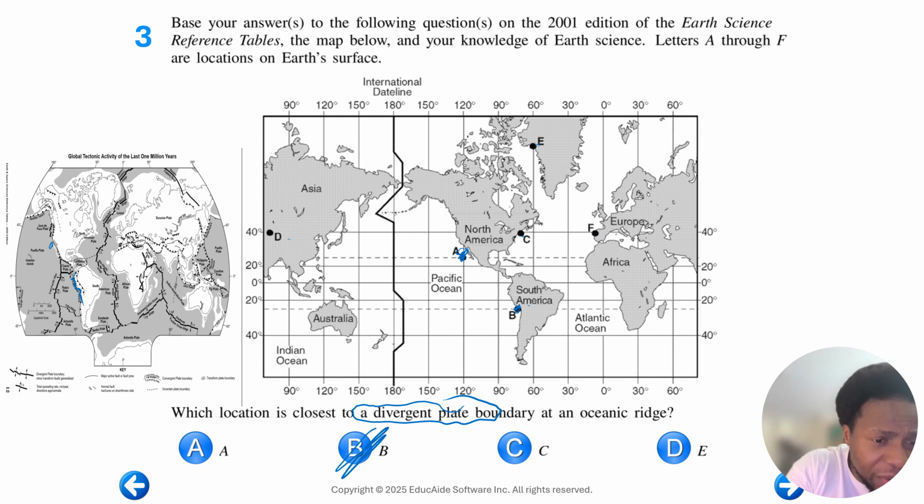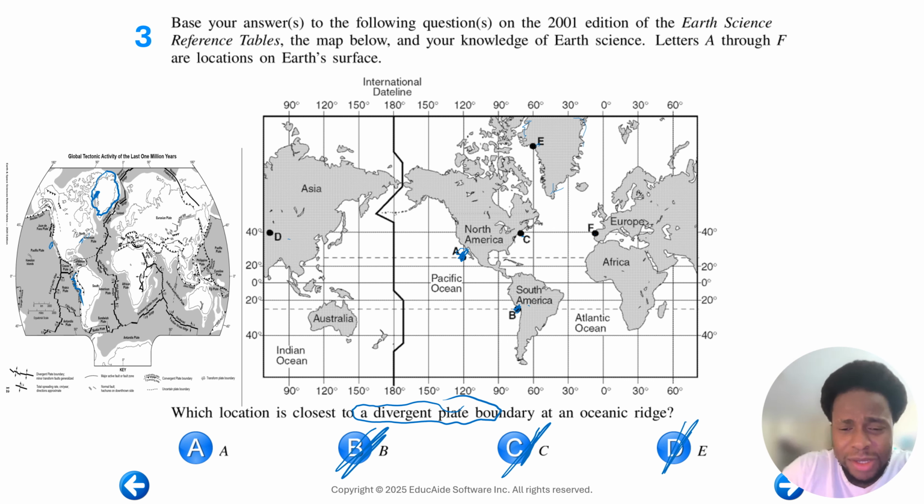Location C is on the east coast of America. I don't see any active plate in that region, so I don't think it's C either. Option E is on this land here. Looks like Greenland to me because it's just above Canada, on top of the North American plate. I don't see any plate boundary there either. So again, A is my option here.